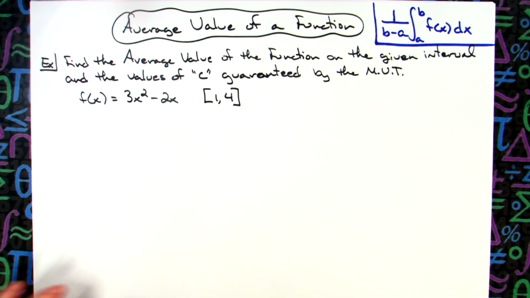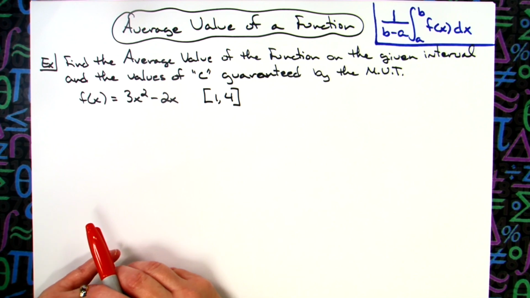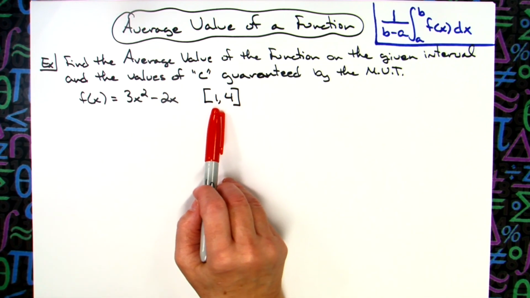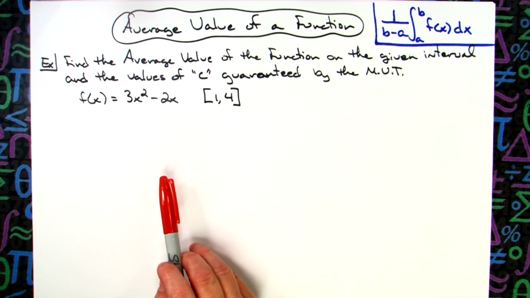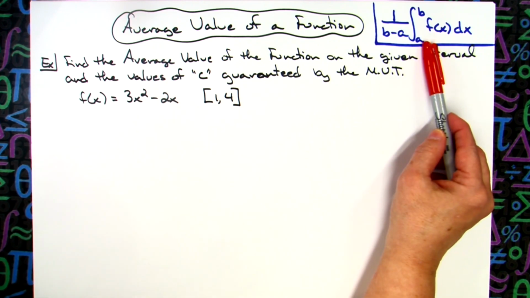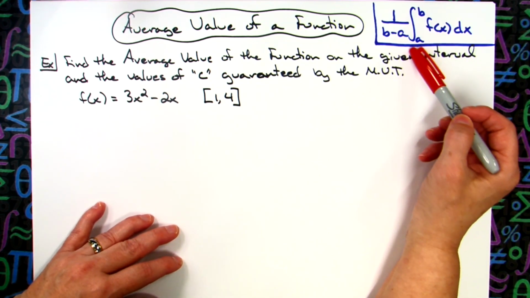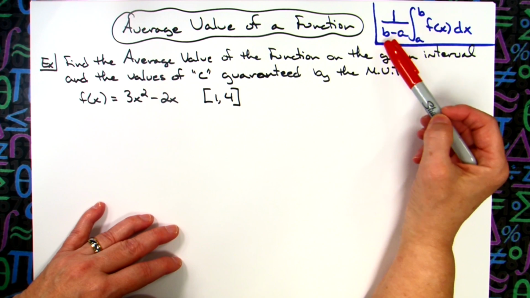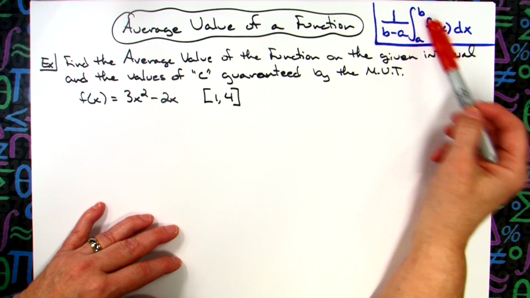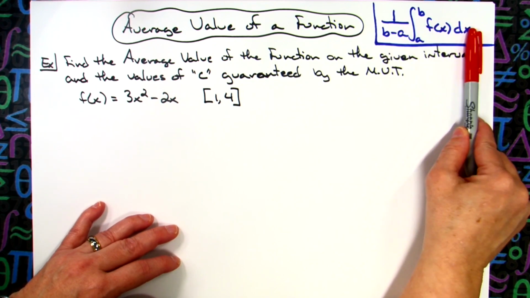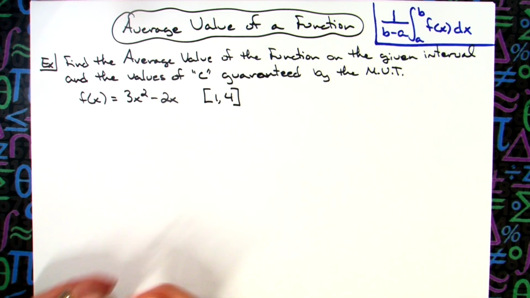In this video, we're going to be taking a look at the average value of a function and then finding values of c that are going to be guaranteed by the mean value theorem for integrals. Up here in the corner, I have written the formula just so that we recall what this is. This is the average value of a function, 1 over b minus a, integral from a to b of the function dx. So this is the integral that you're going to have to work out to be able to find the average value of the function.